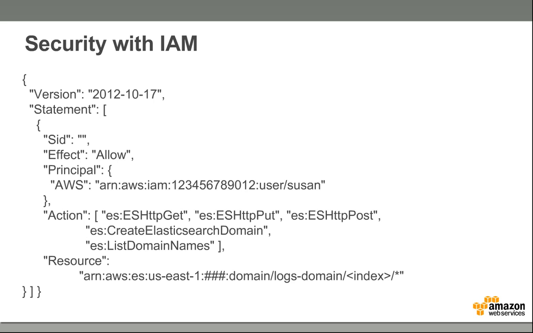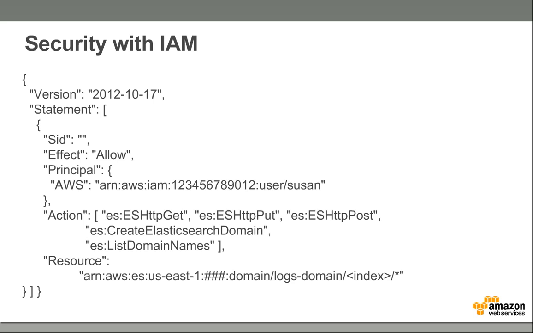The action is, again, we have the HTTP actions. These are the actions where you would be talking to the Elasticsearch API. As well, we have the administrative actions like create Elasticsearch domain, list domain names. You can mix and match. You can provide different access control for different users that way.